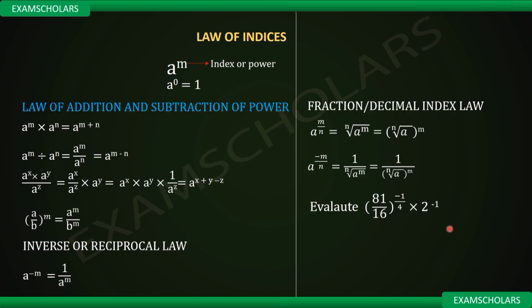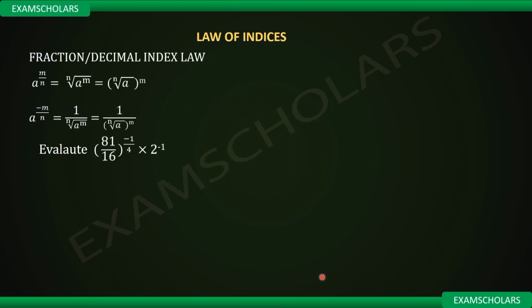How do you solve this? You can solve it very fast. Let me show you how to solve it. To solve this, you turn this to 1 over 81 over 16 raised to the power 1 over 4, times what is 2 raised to the power minus 1? 1 over 2. And you get 1 over.